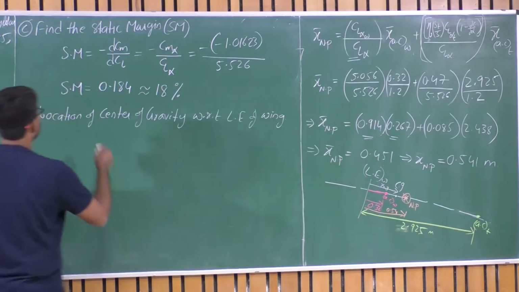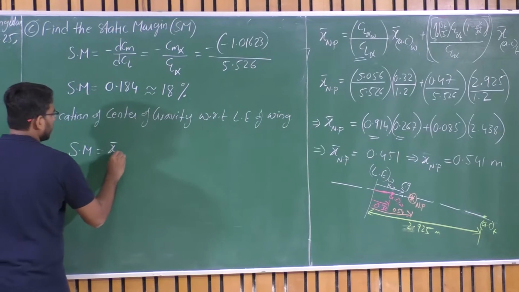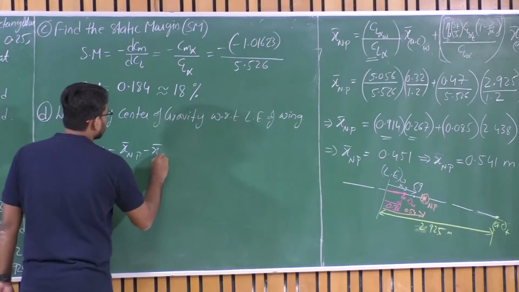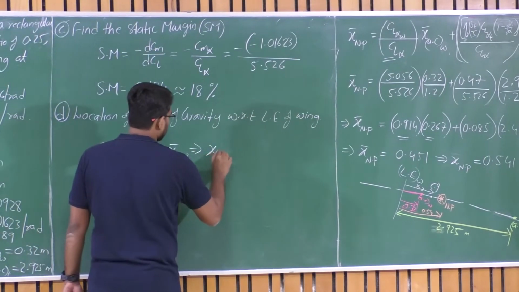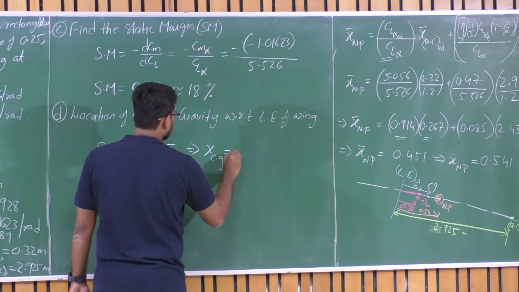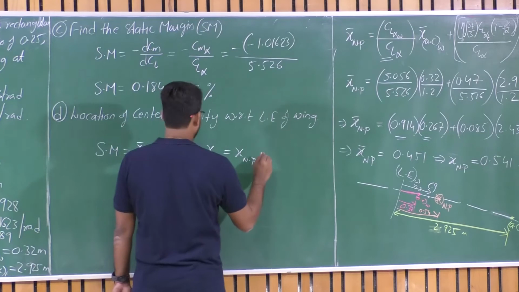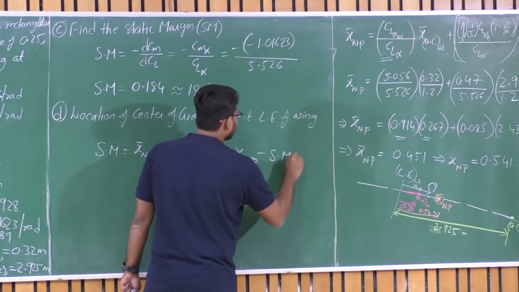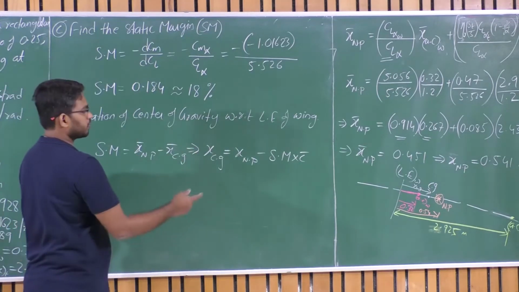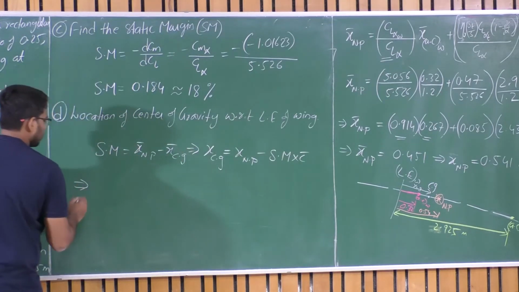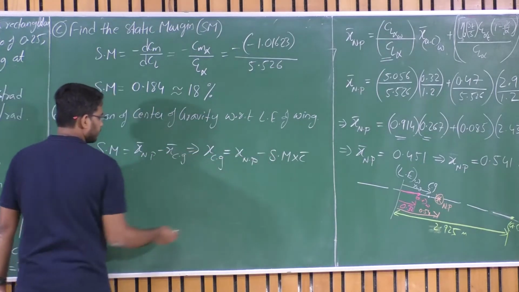Okay. You know by the definition of static margin, we have x bar NP minus x bar CG, right? This implies x bar CG or XCG is equal to XNP minus static margin times C bar. Okay. Since we want a dimensional quantity with respect to the leading edge, I'm multiplying C bar for this entire equation.